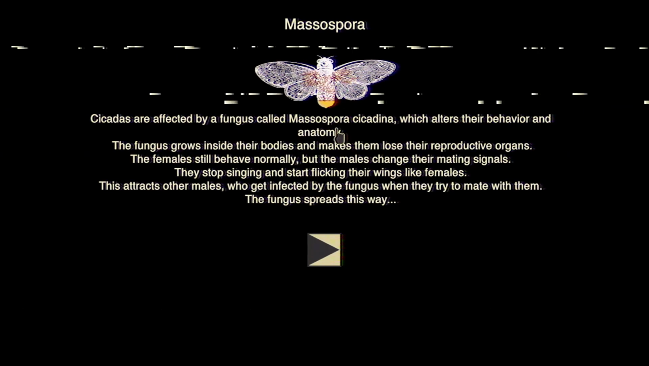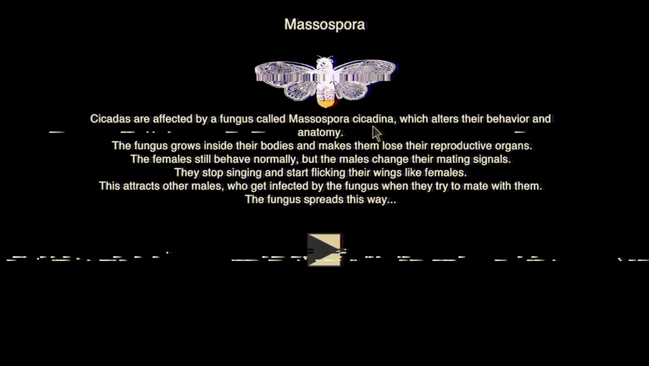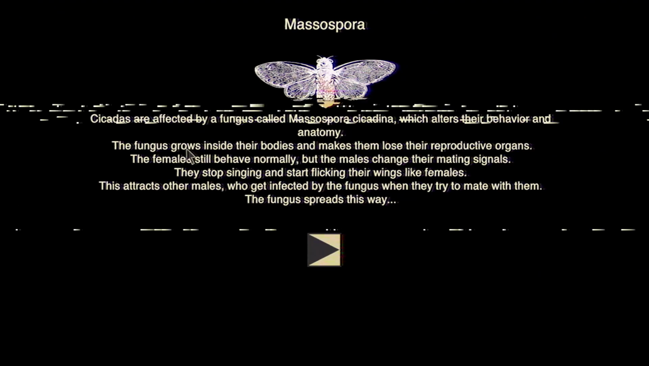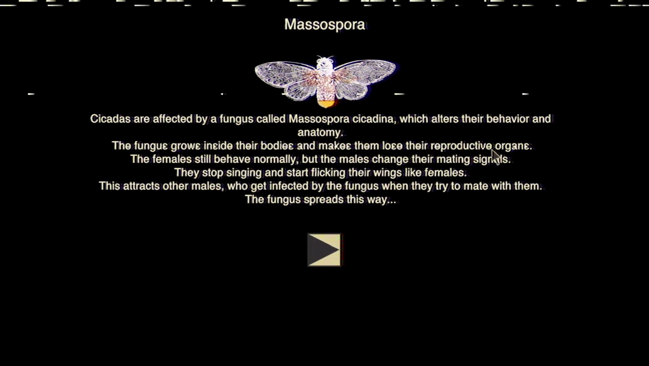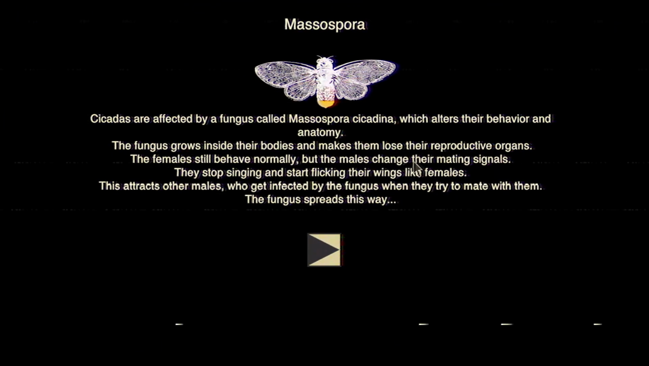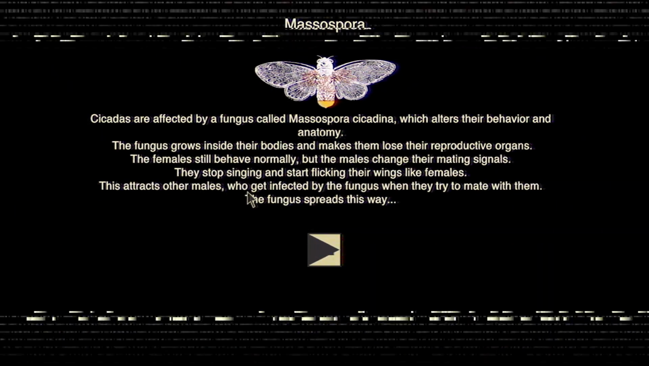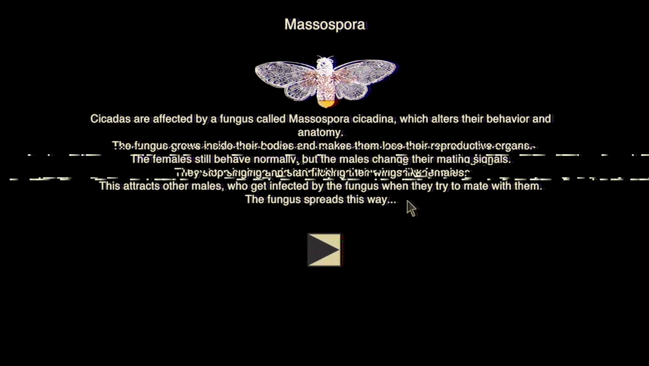Cicadas are affected by a fungus called Massospora cicadina, which alters their behavior and anatomy. The fungus grows inside their body and makes them lose their reproductive organs. Females still behave normally, but the males change their mating signals. They stop singing and start flicking their wings like females to distract other males, who get infected by the fungus. They try to mate with them. The fungus spreads this way.